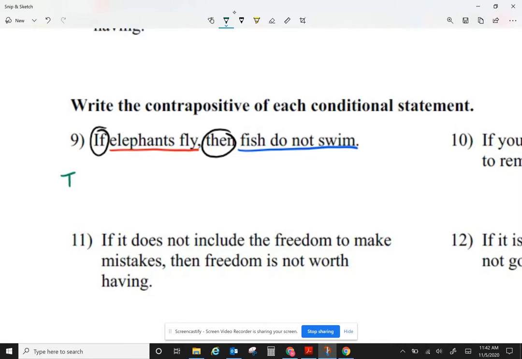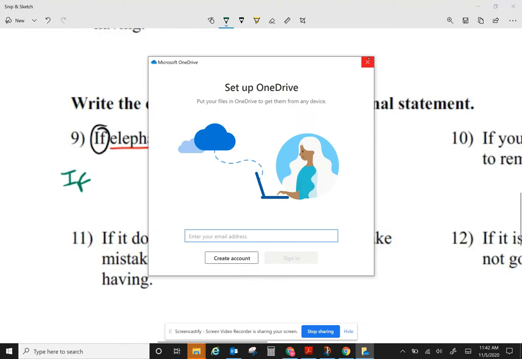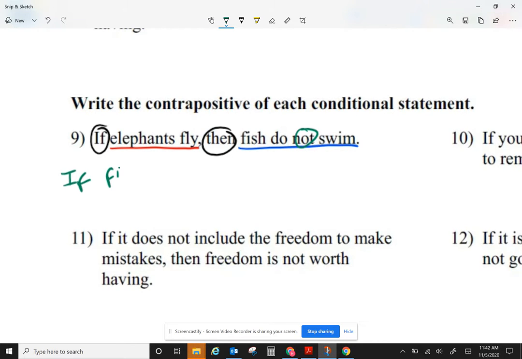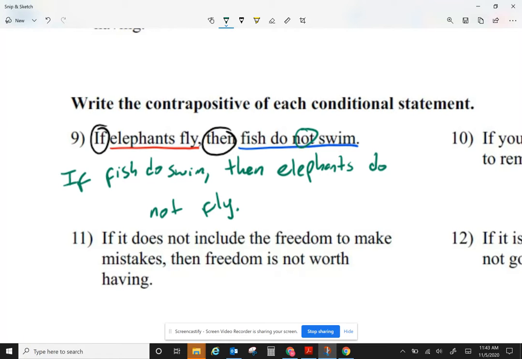For example, let me start with the word if. I see the conclusion, it was fish do not swim. I like the word not because it's easy to negate a not. I will just say fish do swim, comma. Then my original hypothesis was elephants fly. I'm going to negate that. Elephants fly, so I will just write elephants do not fly. So the hypothesis and conclusion, they switch places, and I negate each of them. So instead of saying fish do not swim, I wrote fish do swim. Instead of saying elephants fly, I said elephants do not fly.